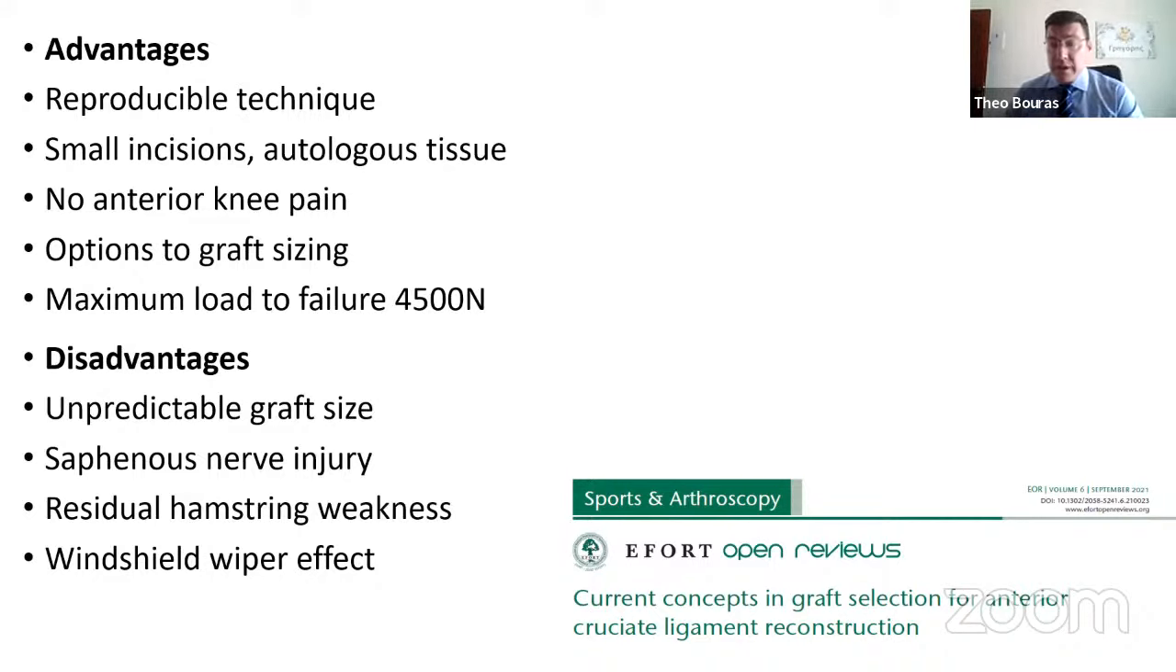And most importantly, this is a strong graft. Its maximal load to failure is 4,500 newtons. Disadvantages: unpredictable graft size, because regardless of the graft sizing we do, we still cannot calculate how long or how thick the graft is, even though there are some studies out there that can shed some light on that. Saphenous nerve injury, residual hamstring weakness, which is a big problem, especially when we have to deal with athletes.